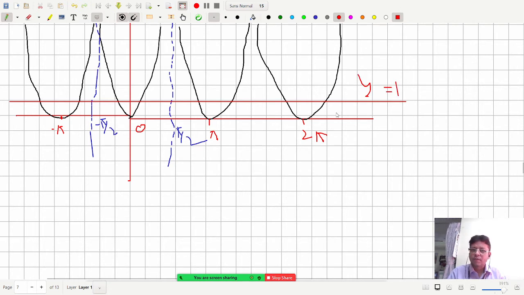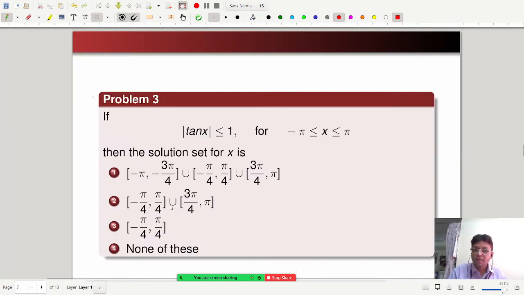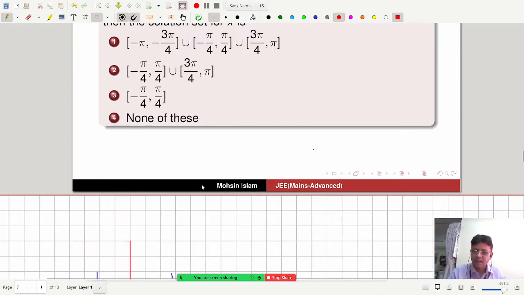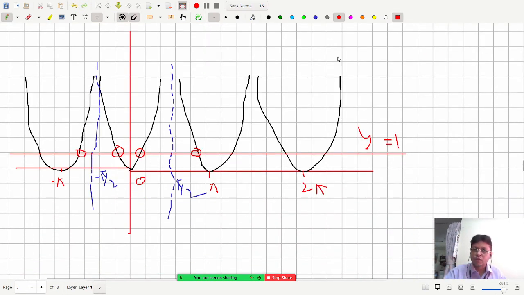Look at the points of intersection. If you want the points of intersection between minus pi to pi, then you have 1, 2, 3, 4. You have 4 intersection points. But the answer is not that. They are not asking for the number of solutions. They want the solution set for x. Let's find out the solution set.